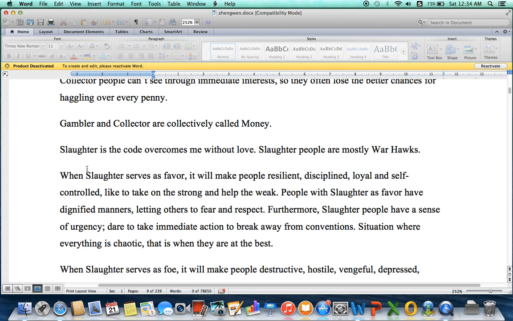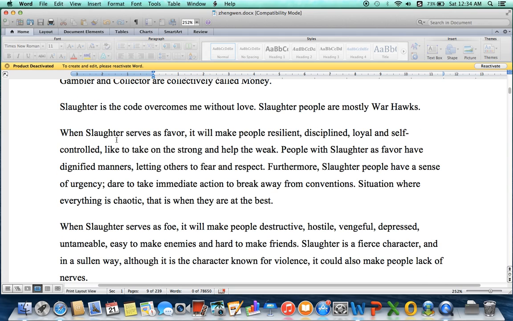And slaughter. Slaughter is a code that overcomes me without love. If I'm a wood, my slaughter will be metal with the same charge. Slaughter people are mostly war hawks. When slaughter serves as favor, it will make people resilient, disciplined, loyal, self-controlled, like to take on the strong and help the weak. And the person will have a dignified manner, letting others fear and respect.